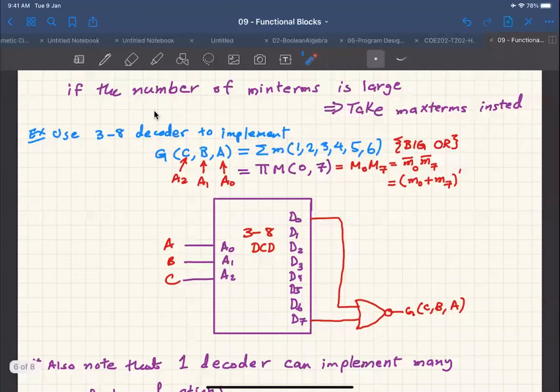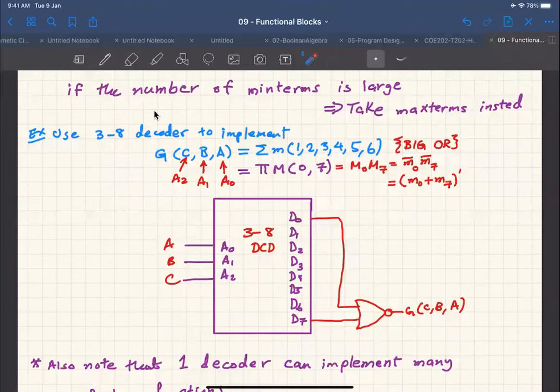Now, if the number of minterms that are summed is large, then we take the maxterms instead. Here is an example. Using a 3 to 8 decoder to implement this G, and notice that I'm using G of C, B, and A instead of A, B, and C, which equals the sum of minterms from 1 to 6. From our previous knowledge, this equals the product of these two maxterms. So all you have to do is take this one and NOR it with this one here.